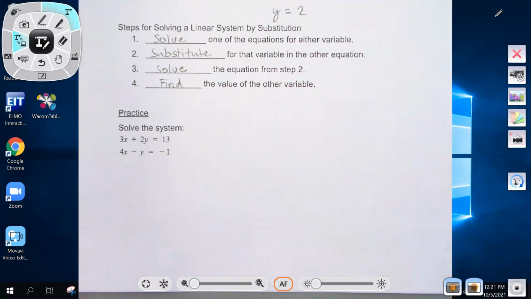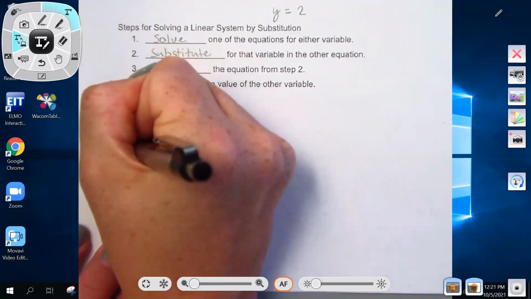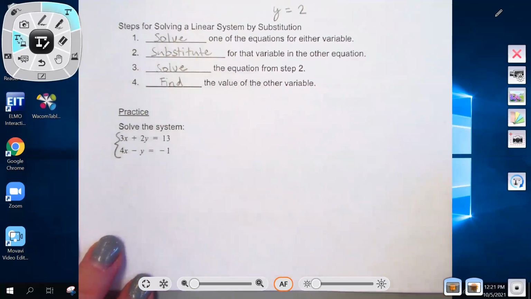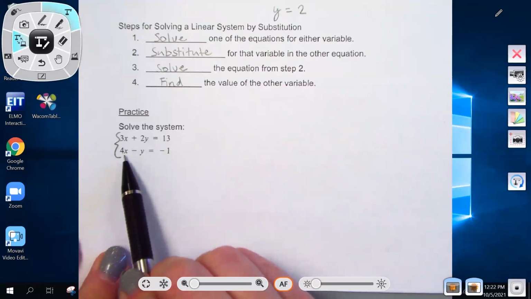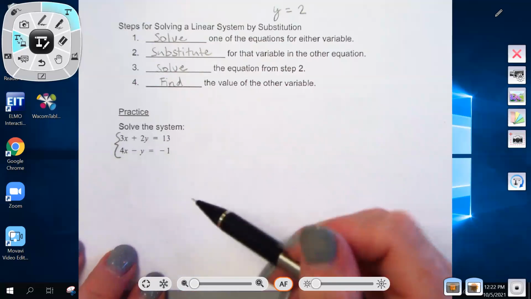So let's do this practice one together. Solve the system. So the first step is to solve one of the equations for either variable. So I'll let you guys kind of tell me how to do this. We've got two equations. We can choose either one, and then we can choose either X or Y in that equation. So which equation?